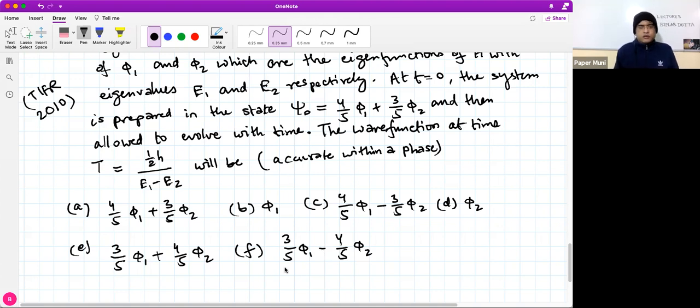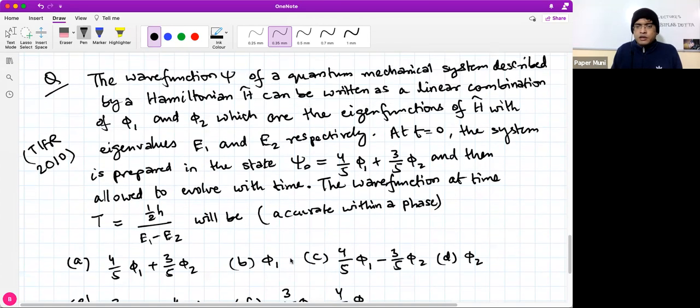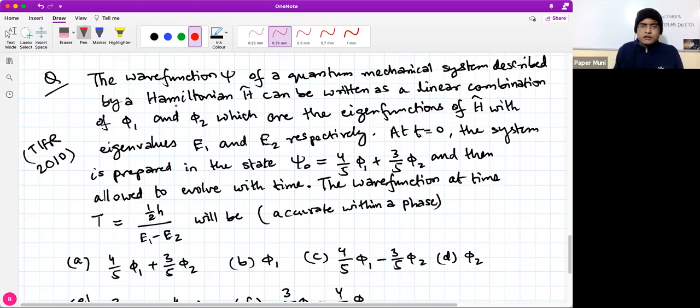All right, so this is the question. Now let's see how to solve it. The process to do these kinds of problems is the following. I hope the question is clear to everyone. These are the details which just build up the things, telling you that phi 1 and phi 2 are eigenfunctions of the Hamiltonian operator. Then you have the eigenvalues E1 and E2. At t equal to 0, this was the wave function of the system when it was prepared.